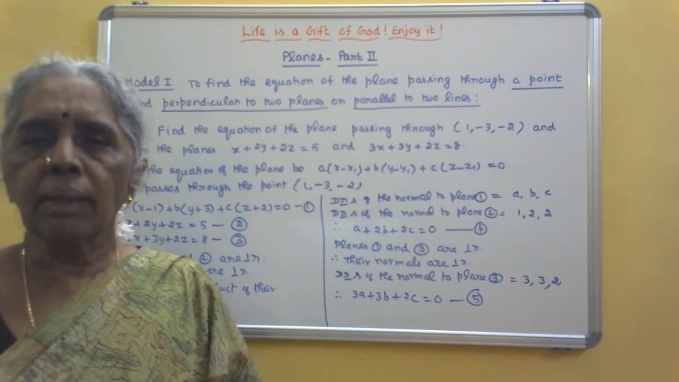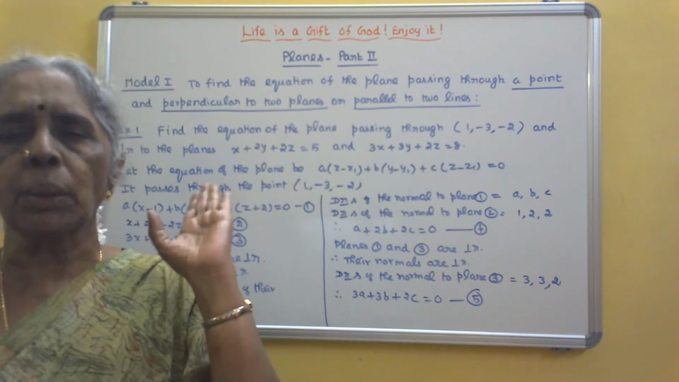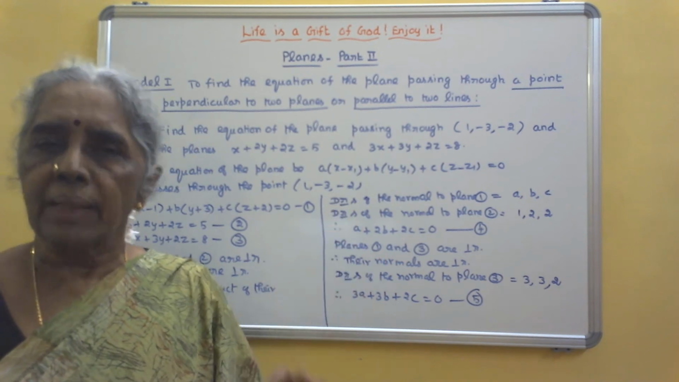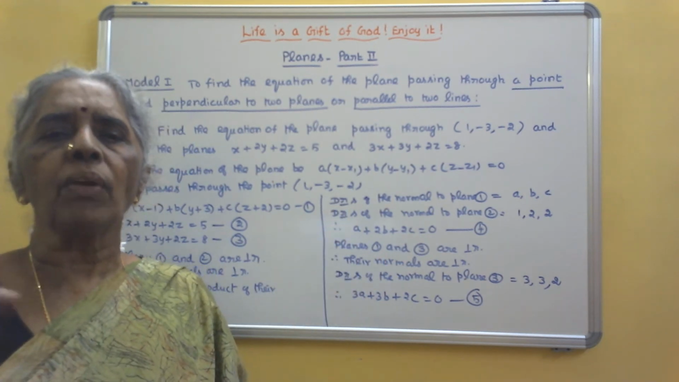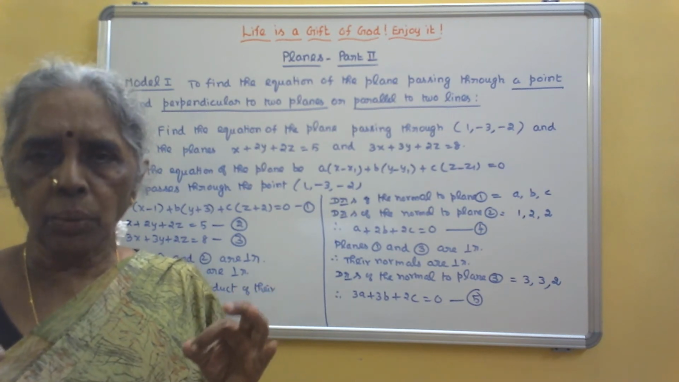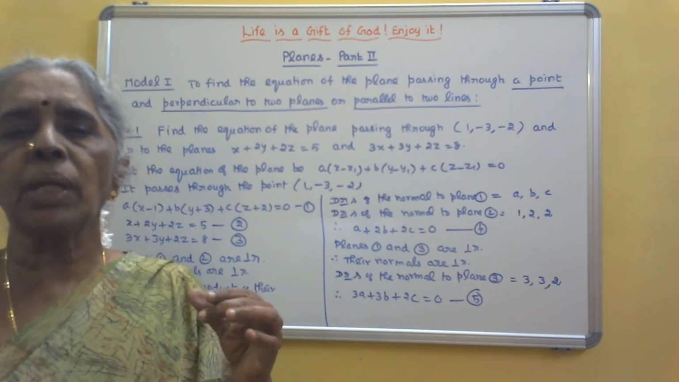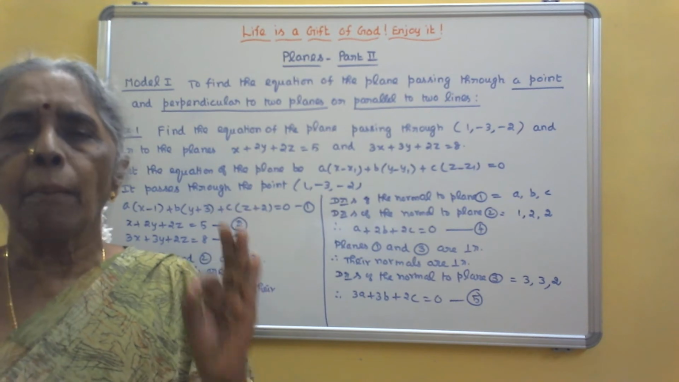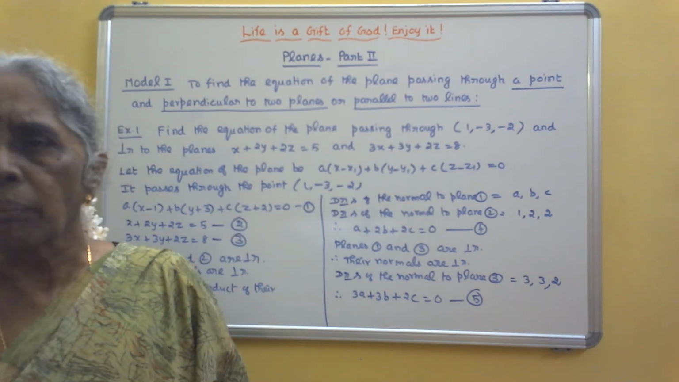So now, 3 unknowns, we have got 2 equations. How to solve them? There is a method called the rule of cross multiplication. Using that, we are going to solve for the proportional values of a, b and c.